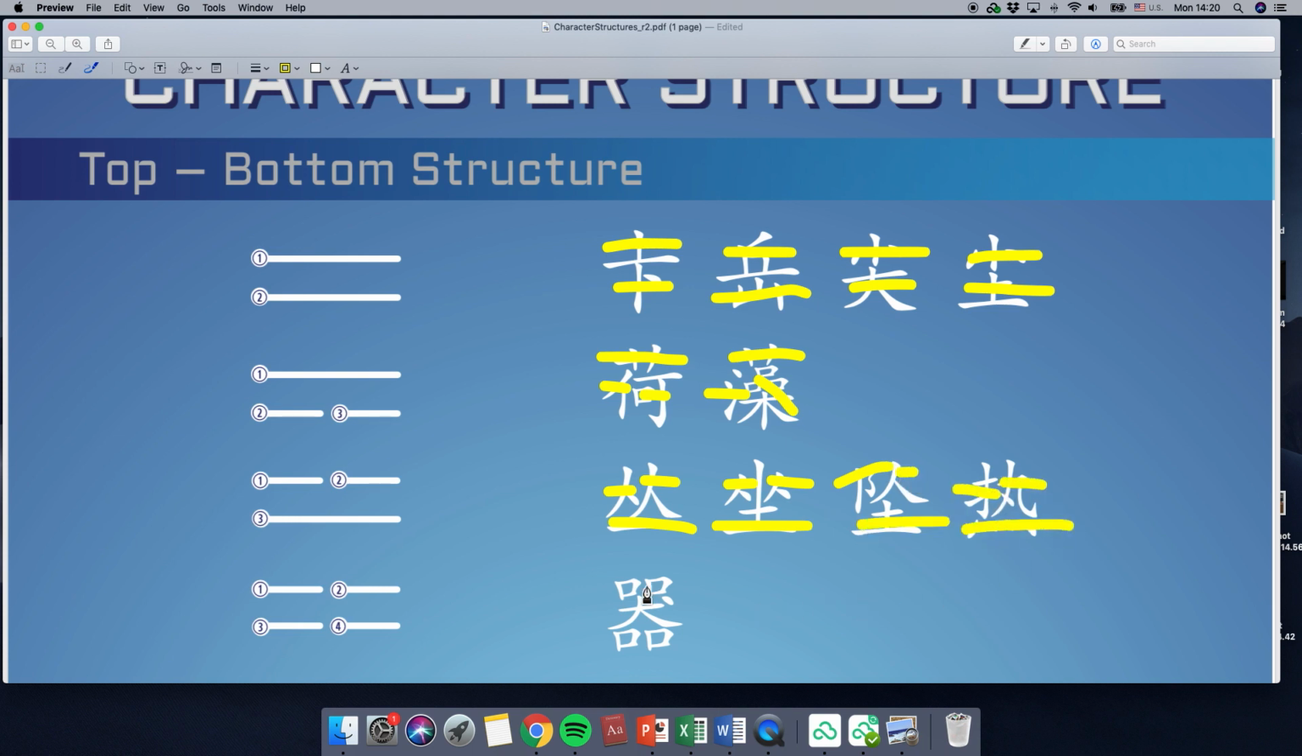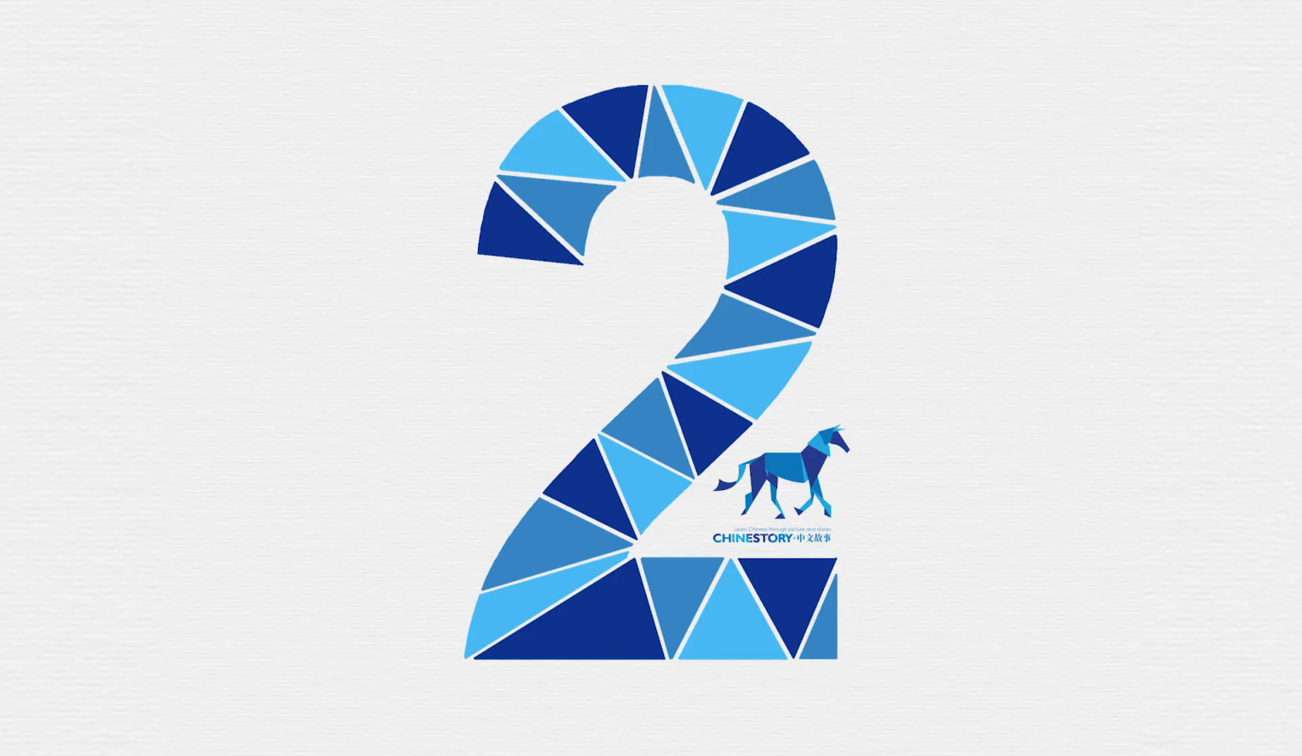On this one, you write the top two first, you write the middle, and then move on to finish the bottom two. Got the idea? Makes sense? Pattern number 2.